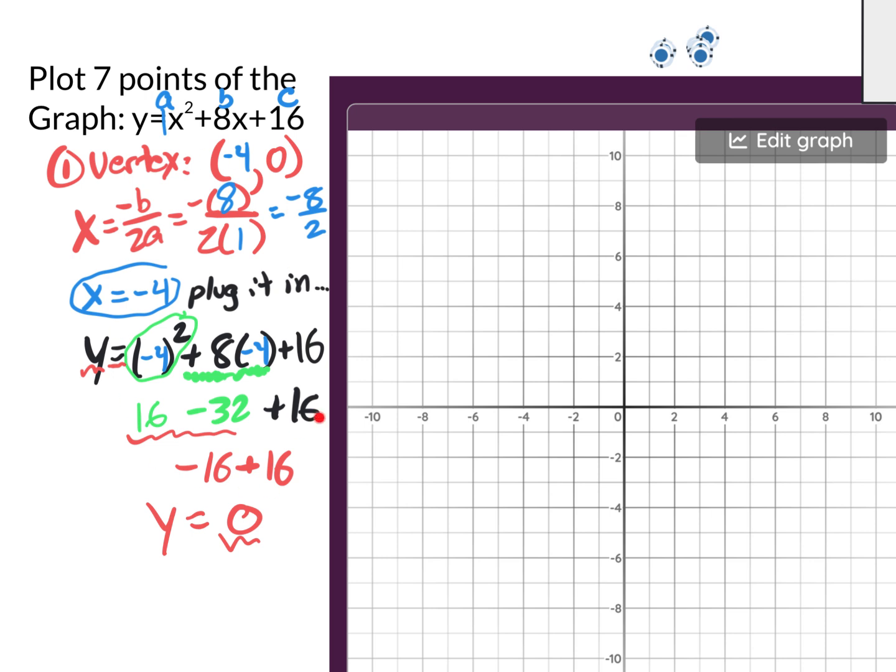Once you do all this work on your piece of paper, now you'll be able to get your mouse, your cursor, and drag one of these and go to the location -4, 1, 2, 3, 4, and 0 on the y. So you'd put a dot right there. You leave it there. Okay.